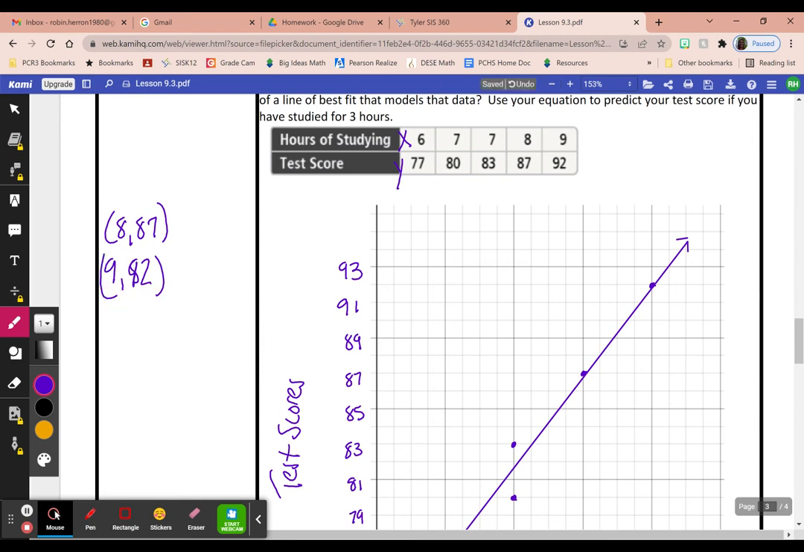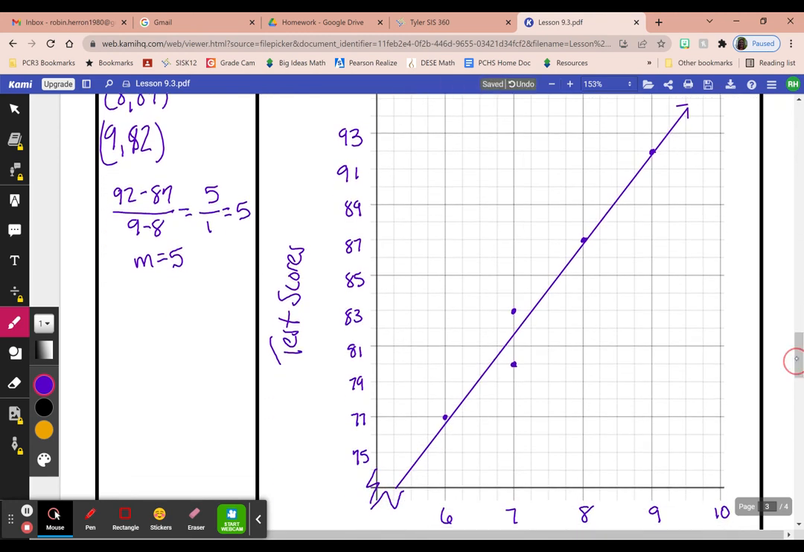I'm going to take 92 minus 87 over 9 minus 8. Okay, 92 minus 87 is 5, right? And 5 over 1 equals 5. So my slope is 5. Now, my y-intercept is not as easily seen here because I did a break in my graph. So I'm going to have to solve for my b value.